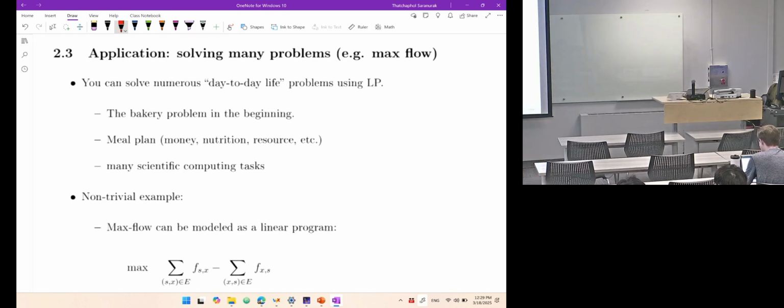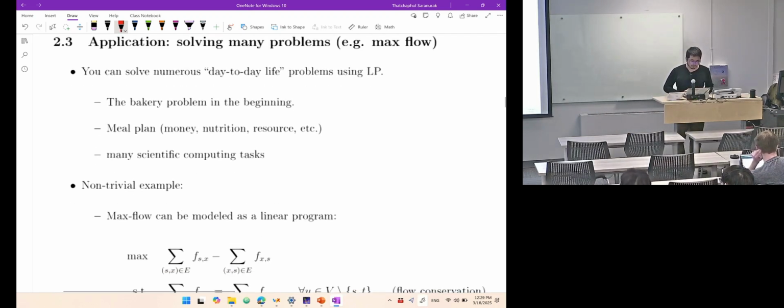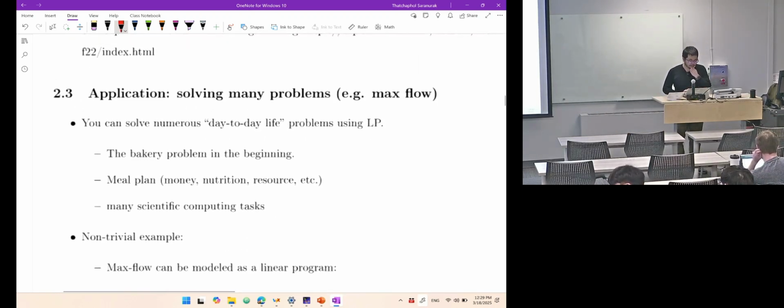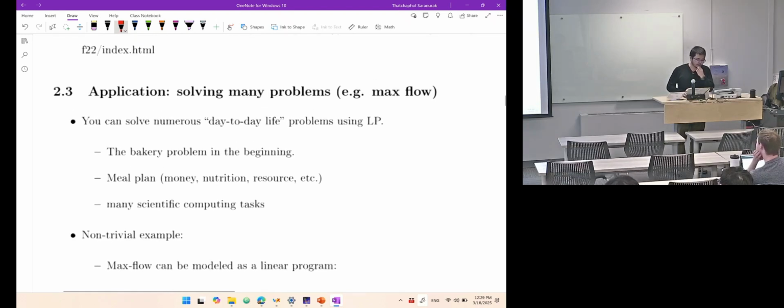I want you to see that max flow, the problem that is actually quite expressive itself, right? Once you can solve max flow, you saw before that we can solve many other problems. It actually can be modeled as an LP too. Some LPs are even more expressive than max flow. So how do you model max flow as an LP?